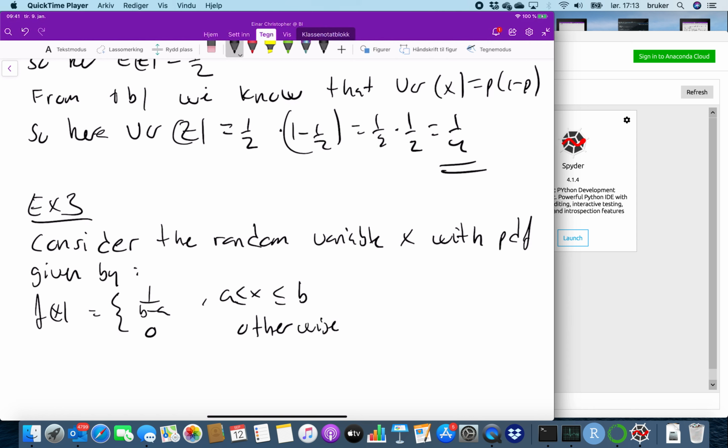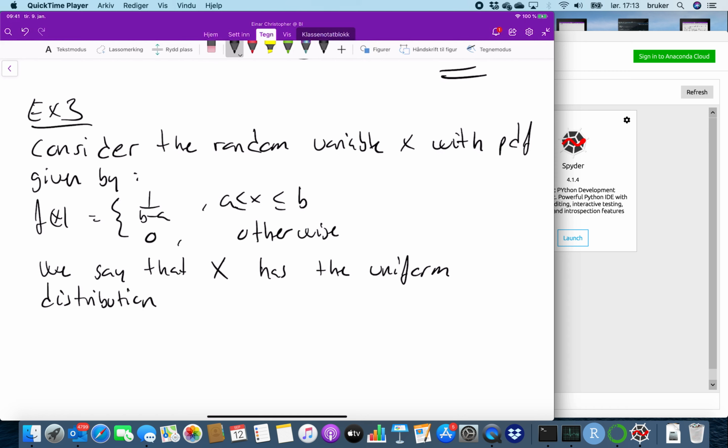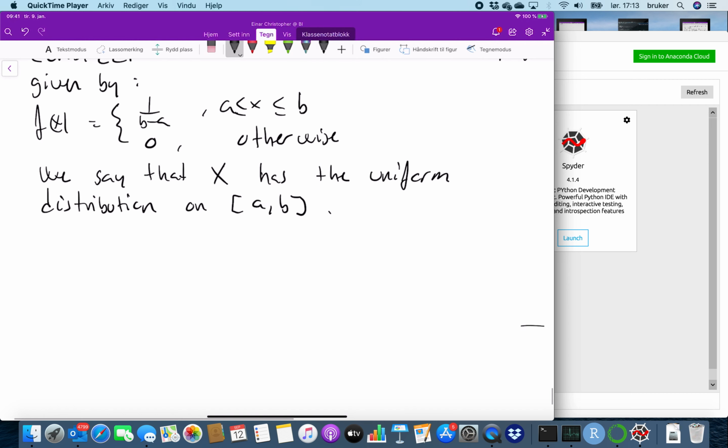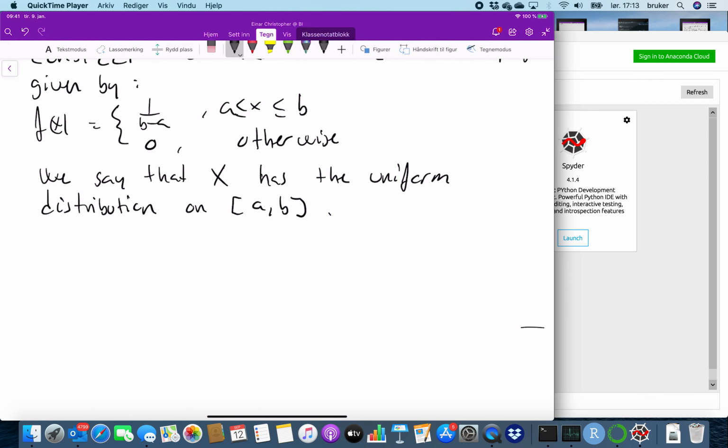We say that x has the uniform distribution on a comma b. And we are asked to show that the expectation of x is equal a plus b divided on 2.